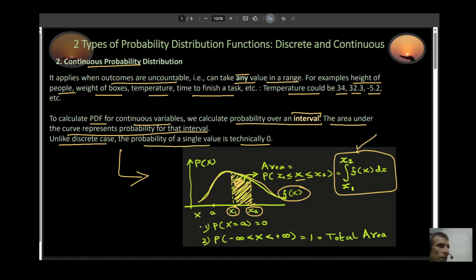Now, two key points. Number one, let's say this is a point A. You have to find the probability at x equal to A. In that case, this is going to be zero because the area over here is zero, it is not a finite value. Likewise, if you calculate the total area over all values, the answer would be equal to 1. That's what this expression is saying: the total area is equal to 1.